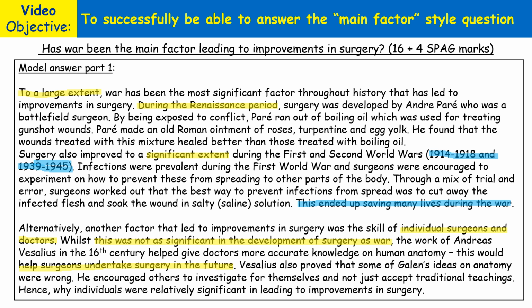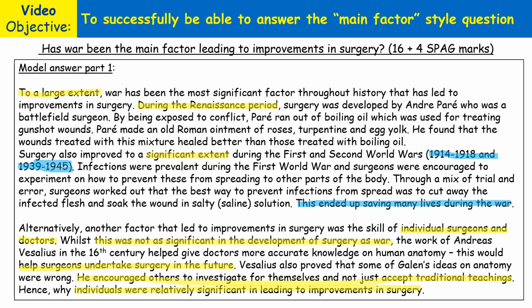Vesalius also proved that some of Galen's ideas on anatomy were wrong. He encouraged others to investigate for themselves and not just accept traditional teaching. So again, we're using specific own knowledge about Vesalius in this sentence. And then we've rounded off this paragraph with a judgment, hence why individuals were relatively significant in leading to improvements in surgery. So we said that individuals have some degree of significance, but we're sticking to our line of argument that war was the most significant factor leading to improvements in surgery.